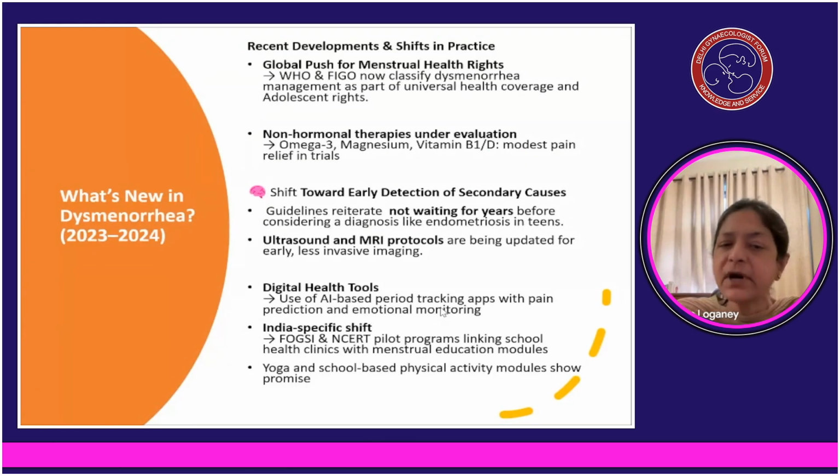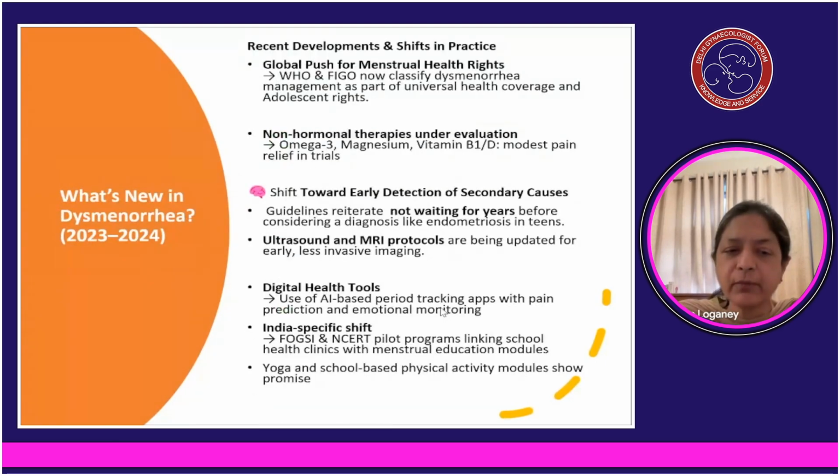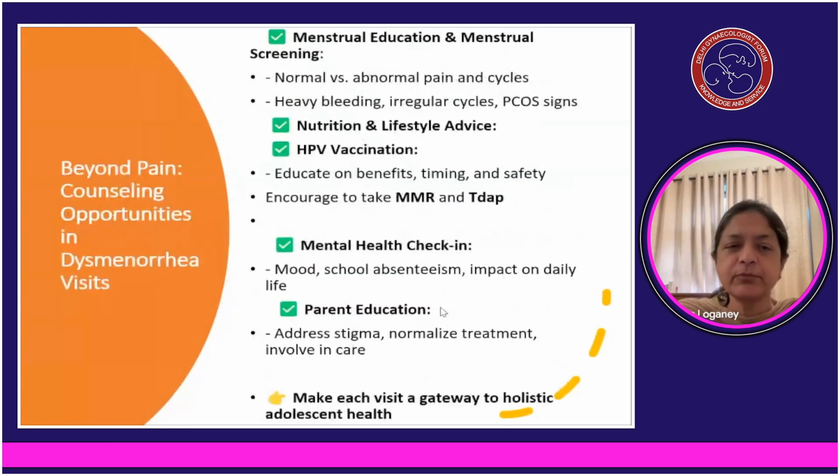There is a shift towards early detection of secondary causes. This is very important, as ma'am also mentioned. Guidelines are reiterating that we should not be waiting for years before considering a diagnosis like endometriosis in teens. Ultrasound and MRI protocols are being updated for early, less invasive imaging. Then the use of AI-based tools for period tracking. And for India, FOXY and NCERT pilot programs linking school health clinics with menstrual education modules. Go on to the next, please.